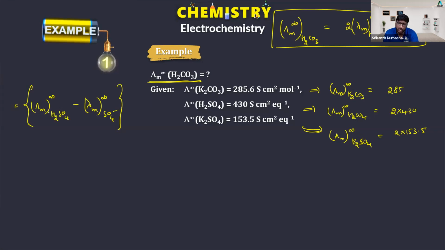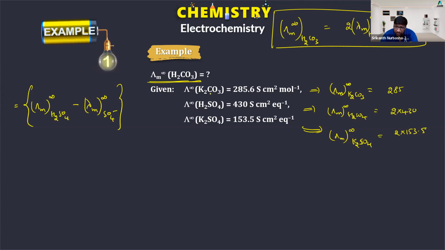Because H2SO4 gives 2 H plus ions and 1 sulfate ion. That sulfate ion I am removing out. So I am writing just the contribution towards molar conductance of... A student asks, sir, can we directly write it as molar conductance of K2CO3 plus molar conductance of H2SO4 minus molar conductance of K2SO4? No. Why?